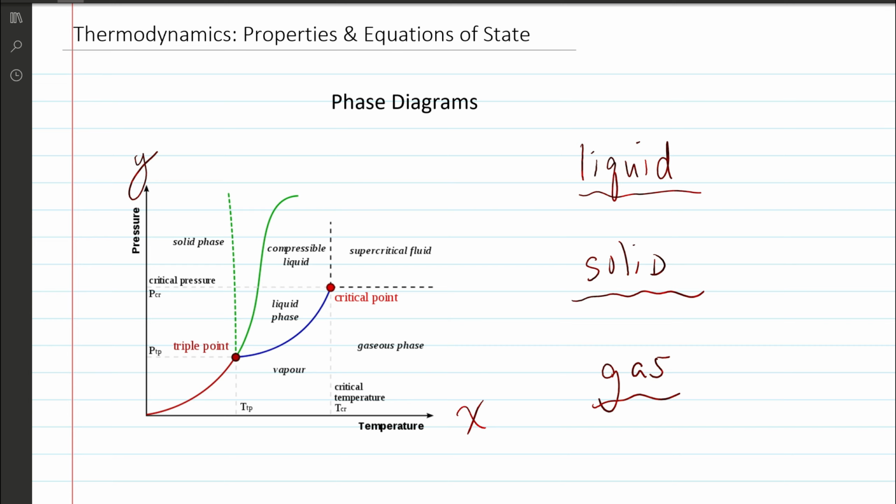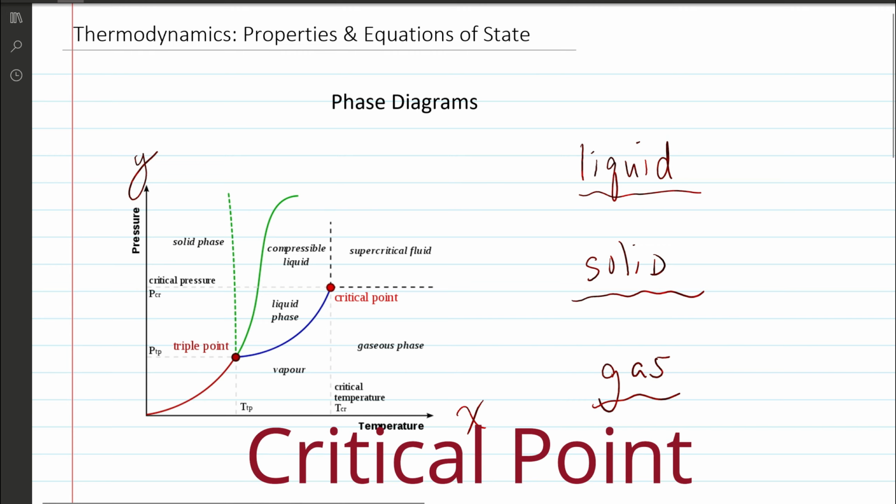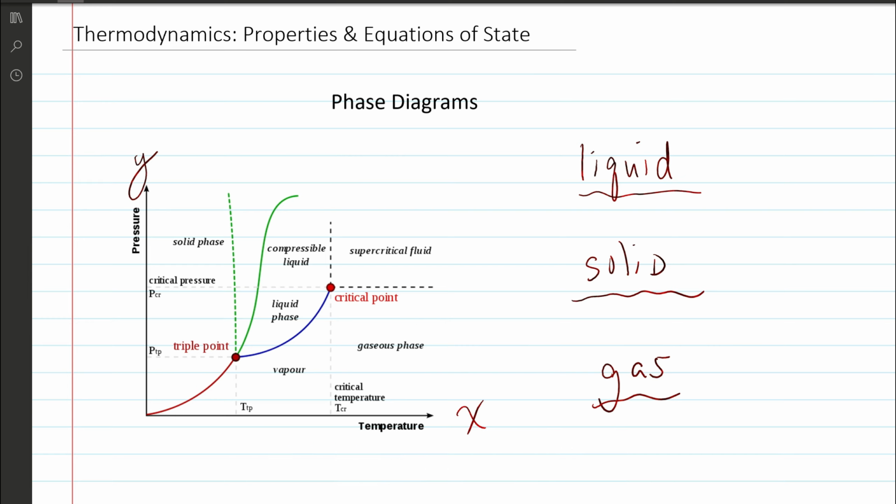All right, so let's talk about the critical point. The critical point is the temperature and pressure where the vapor density of the gas and liquid phases of a fluid are equal. Again, this is the temperature and pressure where the densities of the gas and liquid phases of some fluid are equal to each other, at which point there's no difference between gas and liquid.